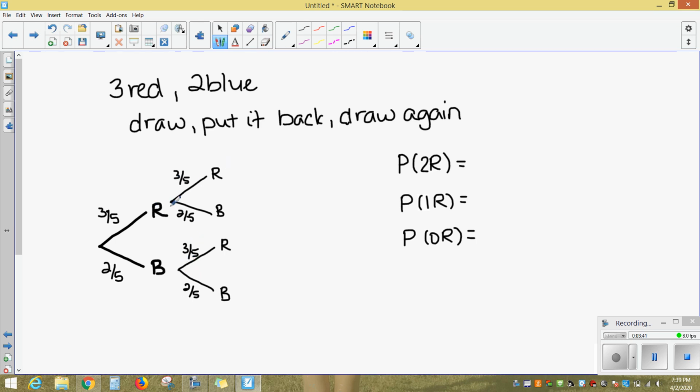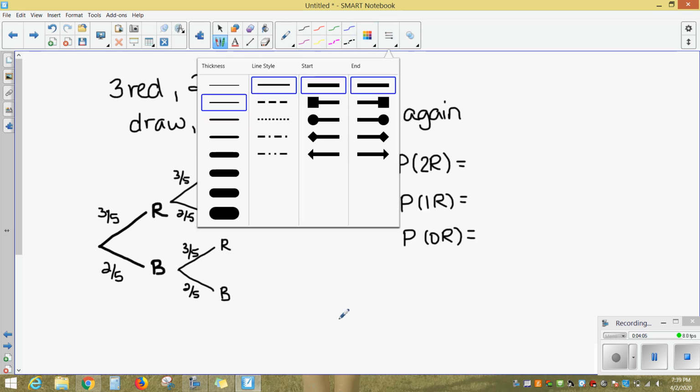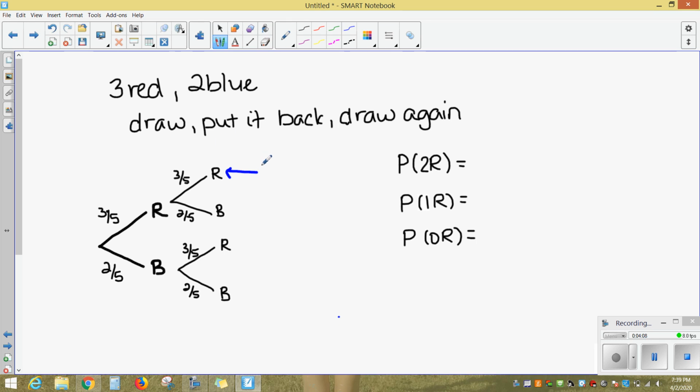Because these events are independent, because I'm putting the marble back in, the probability of getting a red marble the first time is 3 out of 5. Then when I put it back in and shake up the bag, I still have a 3 in 5 chance of getting it the next time. So we know that the compound probability, or the multiplication rule, says the probability of ending up down this branch of the tree is going to be the product of those probabilities. So I have a 9/25 chance of getting a red marble and then another red marble.